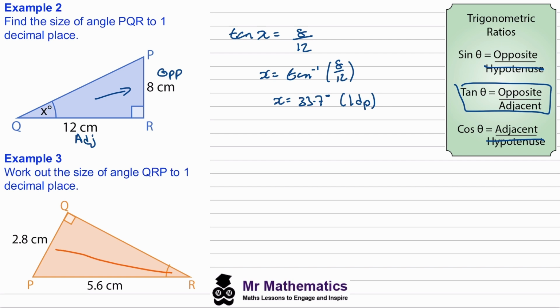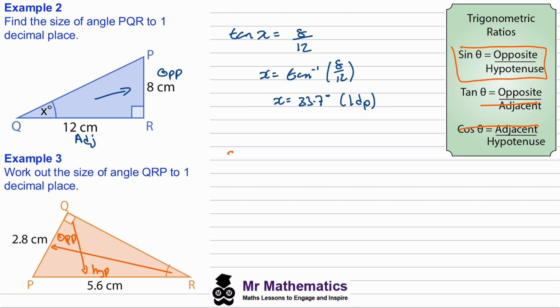So the 2.8 would be the opposite side, and the 5.6 will be the hypotenuse. So we don't need the adjacent, which means we'll cross this out, and this one, we're going to use sine. So the sine of the angle we're trying to find, let's call that theta. This will be the opposite divided by the 5.6. So theta will be the arc sine of that fraction.